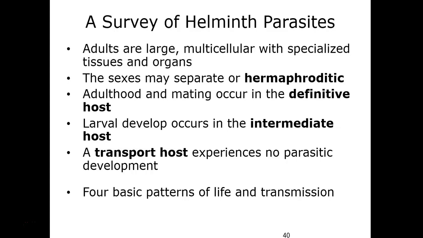Some of the worms have separate sexes. Some are hermaphrodites, meaning that they contain both sex organs on the same animal. The adulthood and mating occur in the definitive host stage. The larval development occurs in the intermediate host. The transport host, or the vector, doesn't experience any symptoms from hosting the parasite.